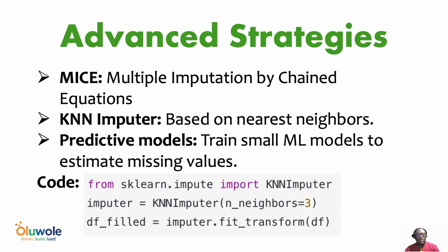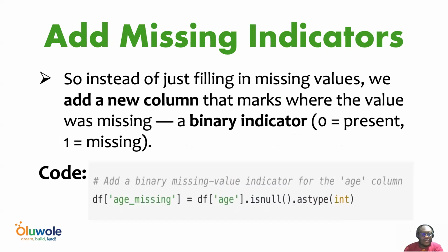So you can create a small ML model that can help you calculate the missing values. All right. So this is good. Okay. Then you can add another thing, called what?